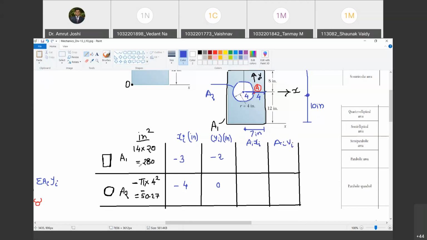Tell me, how much is AI xi? 280 multiplied by -3. So how much is that? Minus 840. What is its unit? Inches cube. Then what is AI yi? Tell me. Minus 560. And what is its unit? Inches cube.